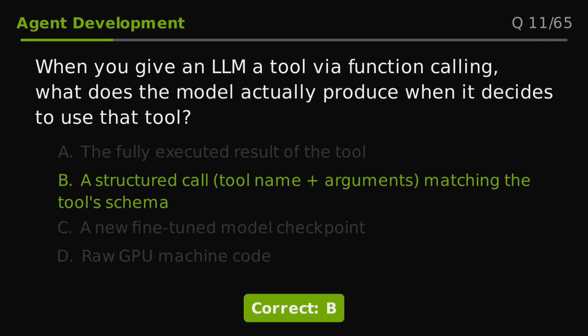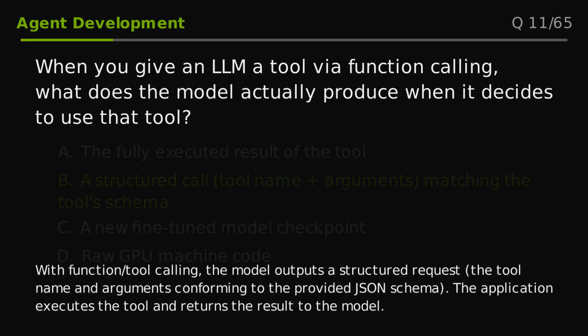The correct answer is function or tool calling. The model outputs a structured request, the tool name and arguments conforming to the provided schema. The application executes the tool and returns the result to the model.